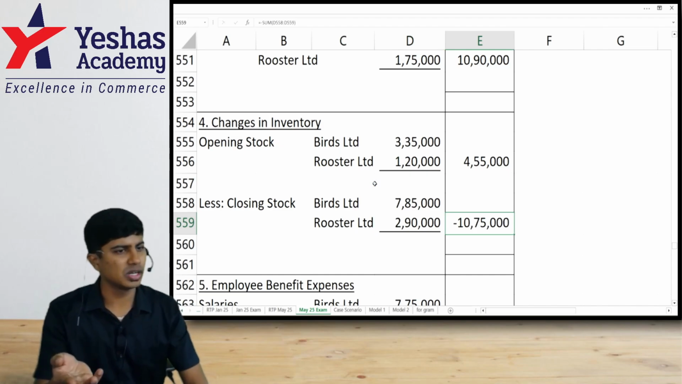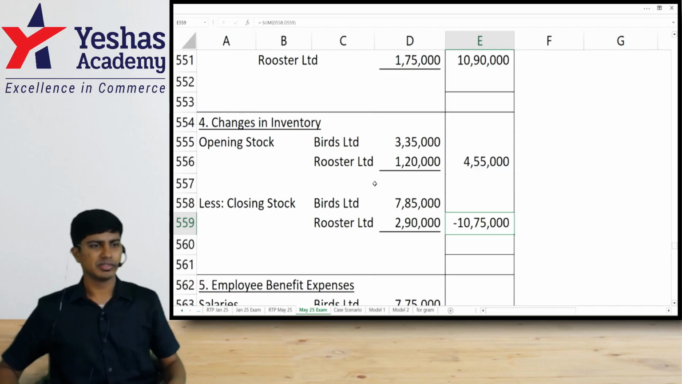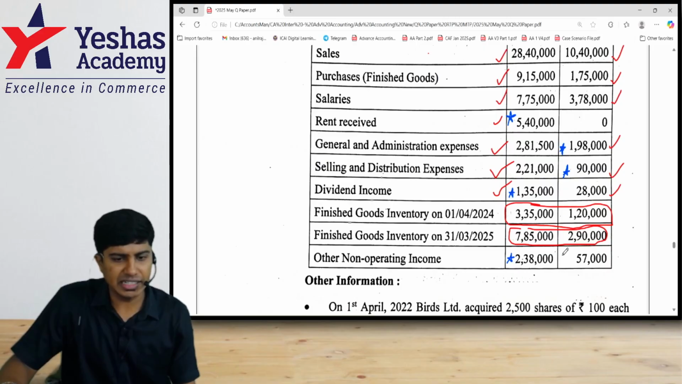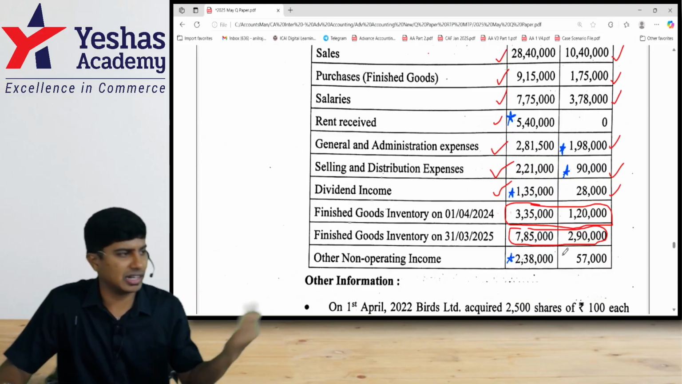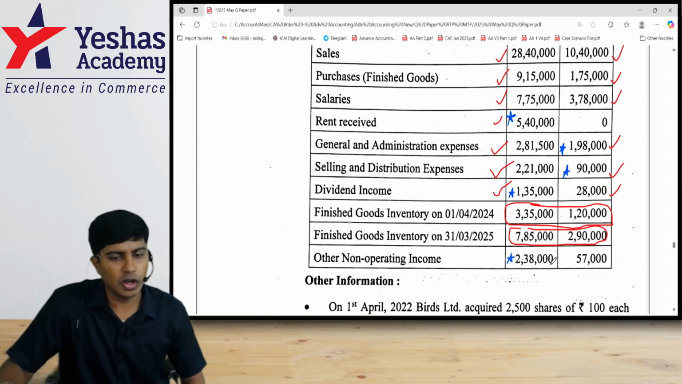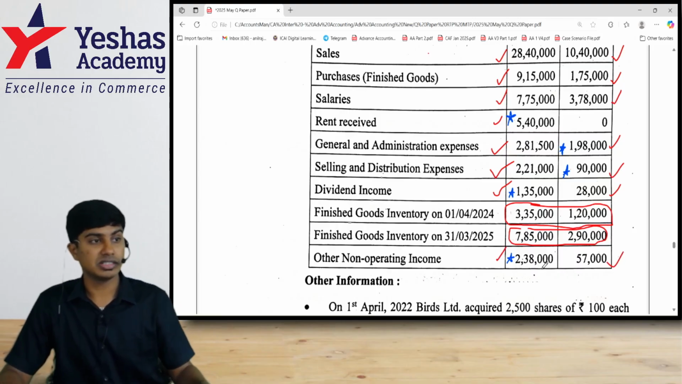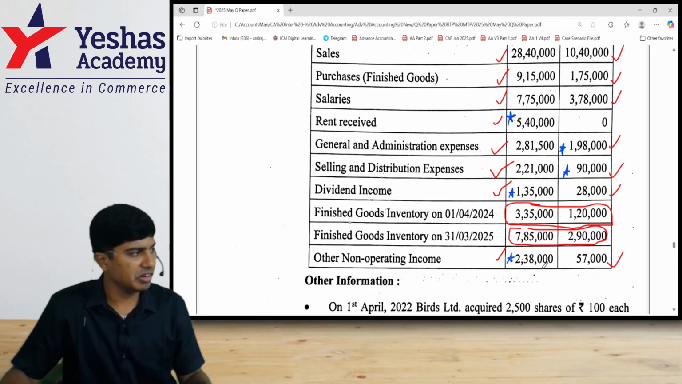I can actually close this note right now, but however, we'll close it later, like all other notes to accounts. Next, last item in the table like trial balance, non-operating income, which will appear in other income, 238 and 57. But 238 has an adjustment. Some intercompany elimination is there.